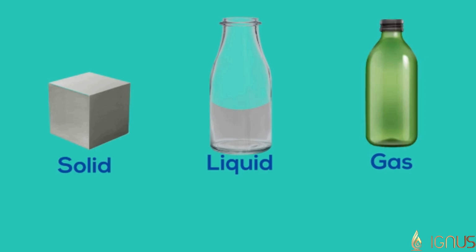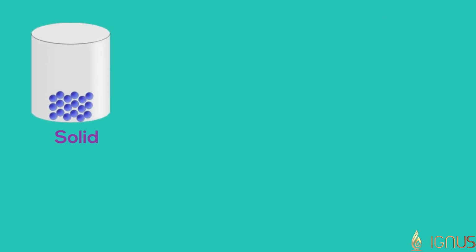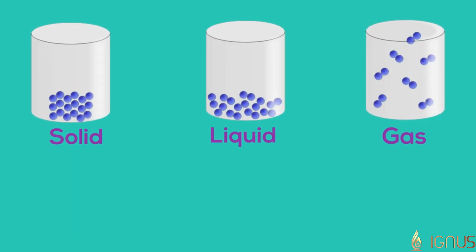To summarize, solid has definite shape and volume. Liquid has no definite shape but has definite volume. Gas doesn't have definite shape nor definite volume. Characteristics of particles of solids, liquids and gases. The particles of solid stick together. The particles of liquid are a little loose when compared to the particles of a solid. The particles of a gas are loosely packed.